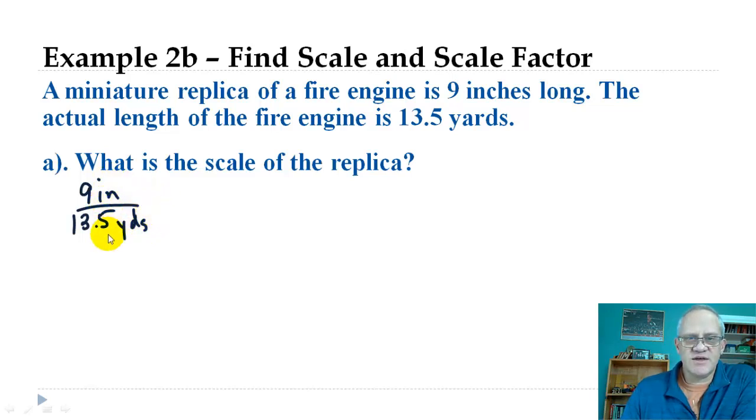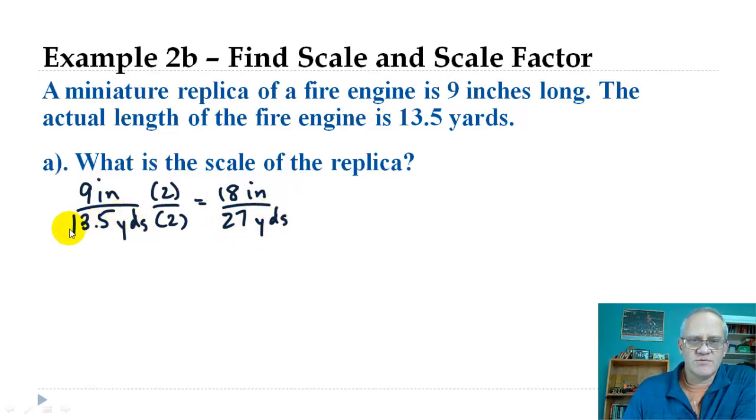So again, this is a nice 0.5 here, so I could go times 2 and times 2. So this would be 18 inches out of 27 yards, it looks like. We're just doubling the 13.5. And then if you look at this, you could simplify this. We could divide by 3 on both of these, right? And so then this would be 6 inches over 9 yards. Even more, right? We could have divided by 9 the first time, if you notice.